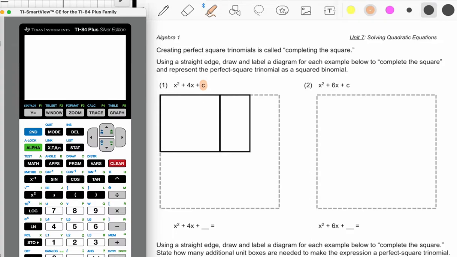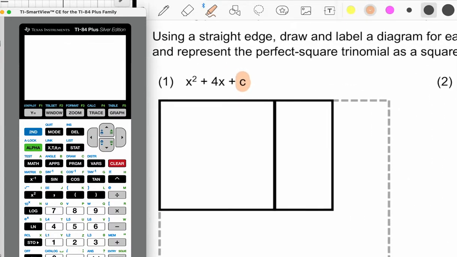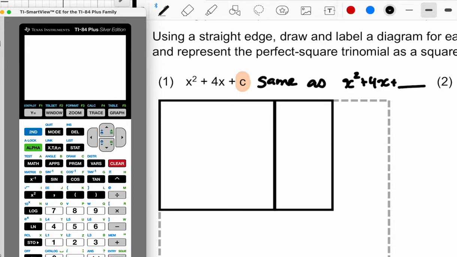So this is the same as x squared plus 4x plus blank. When we complete the square, we leave a little space to complete the square. The c is a placeholder for that space. We already know how we could figure that out: we take the b value, cut it in half, and square it, and we'll get our answer. But we want to see how that would work geometrically.